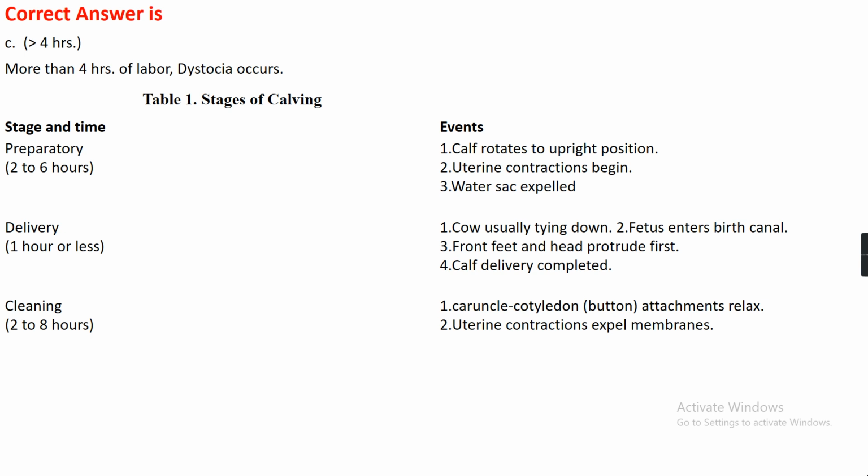In the preparatory stage, mainly the calf rotation takes place, uterine contraction begins, as well as water sac expulsion occurs. Similarly, in the delivery stage, calf delivery is completed, and during the cleaning stage, fetal membrane expulsion takes place.